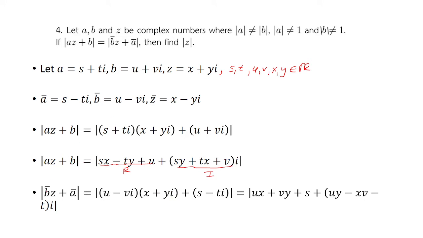Now I did the same thing with the conjugate of b times z plus the conjugate of a. I replaced it using these first two steps, FOILed it out, and ended up with a real part and again an imaginary part.